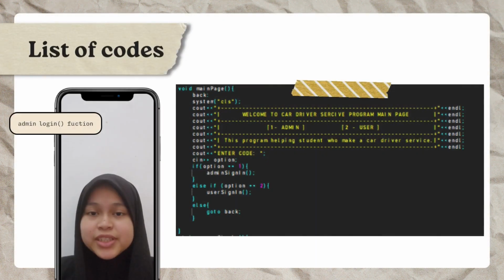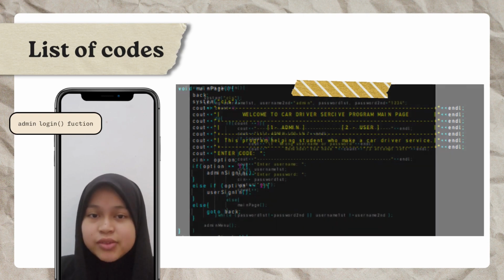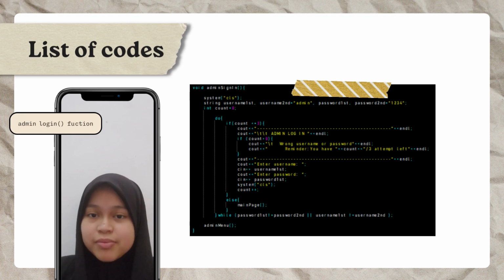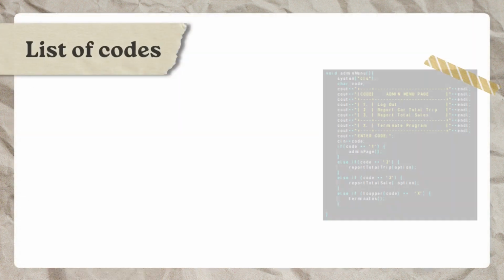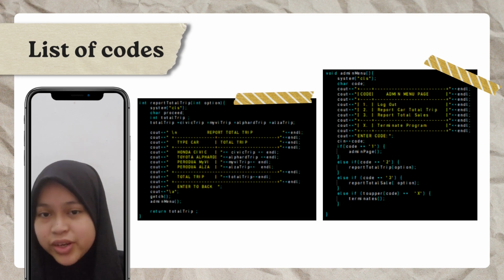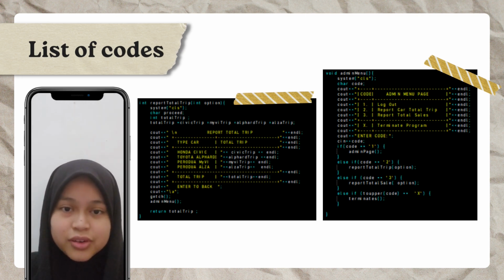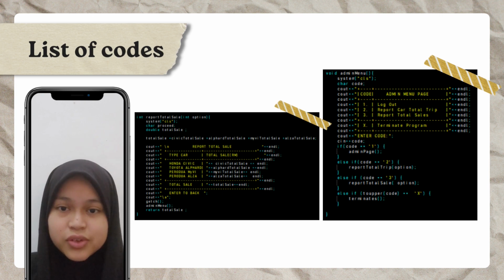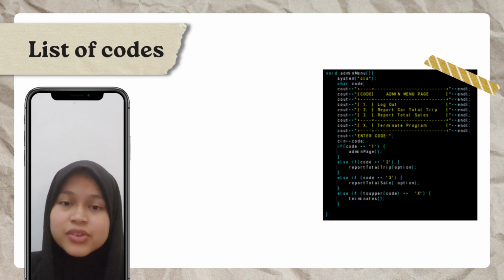We go back to the main page for the admin, which needs to enter one. We make the admin sign in; we declare that the username is admin and the password is 1234. And we make a do while loop so that there are only 3 attempts for the login, or else they will go back to the admin menu. If the admin logs in successfully, they go to the admin menu, which displays 1 for logout, 2 to report car total trip, 3 for report total sales, and 4 or X to terminate the program.